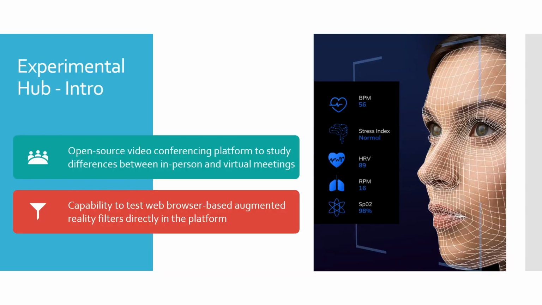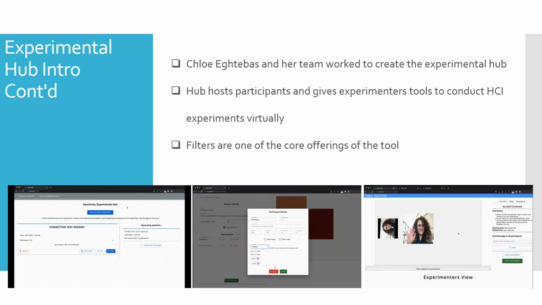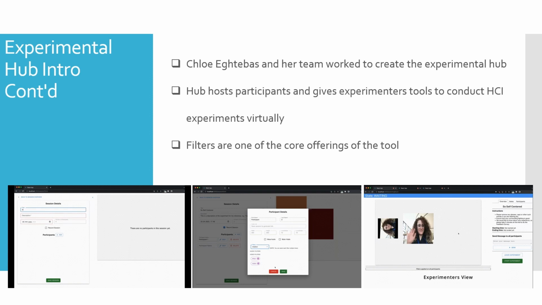During COVID, various labs began conducting remote experiments. One researcher created an experimental video conferencing platform called the Experimental Hub. This open source tool allows researchers to perform various online experiments. Chloe Ektebas and her team are students at the Technical University of Munich working on security research. Chloe and her team created Experimental Hub, which is what our team's project will be using as a foundation.